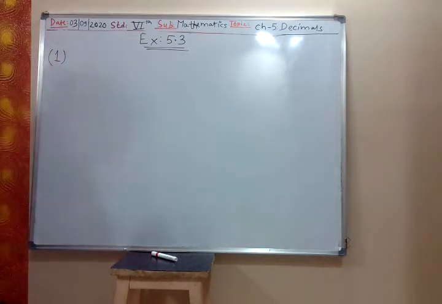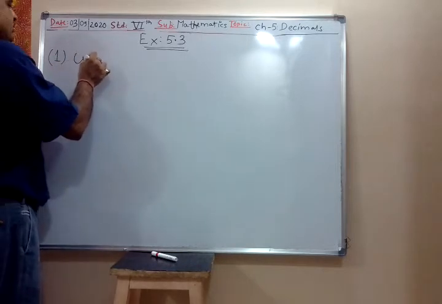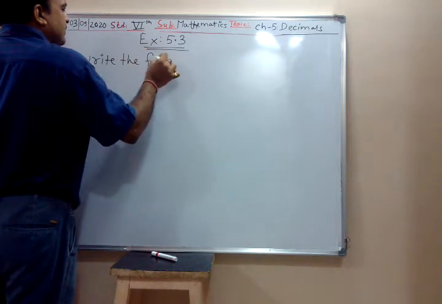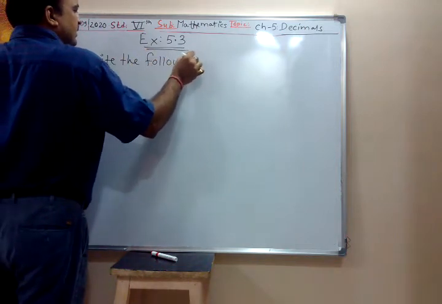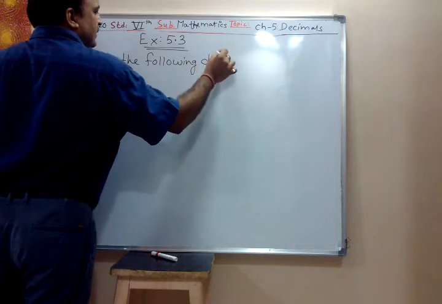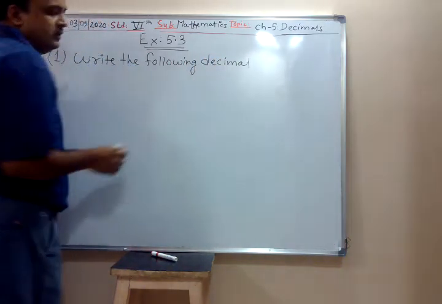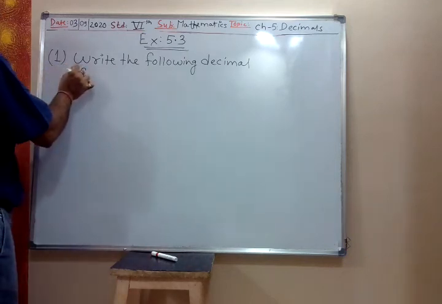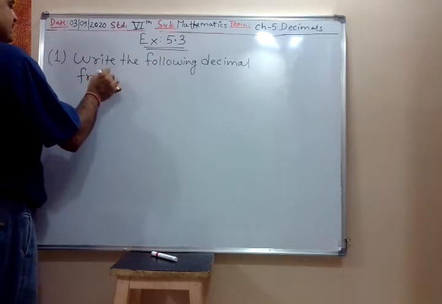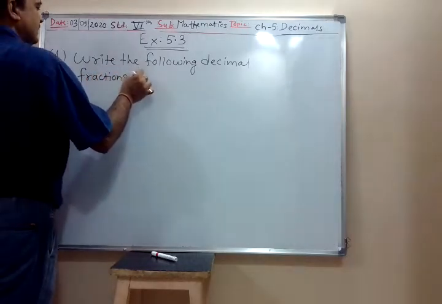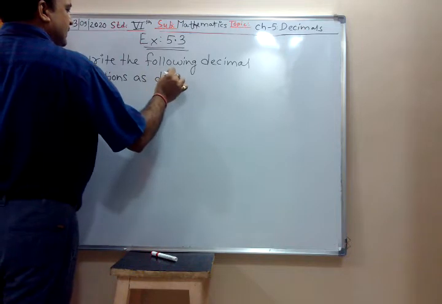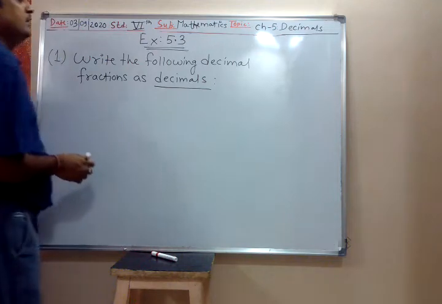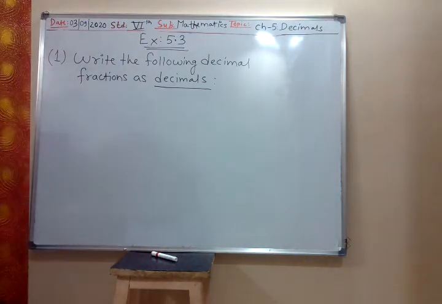Write the following decimal fractions as decimals. Write the following decimal fractions as decimals. Means you have to write down in the point form.